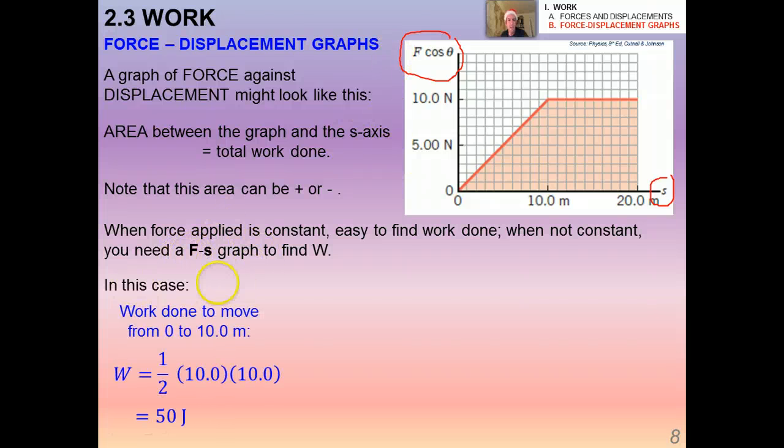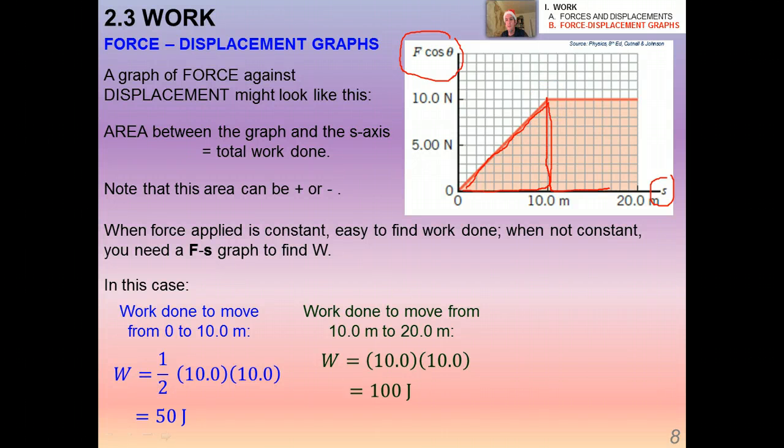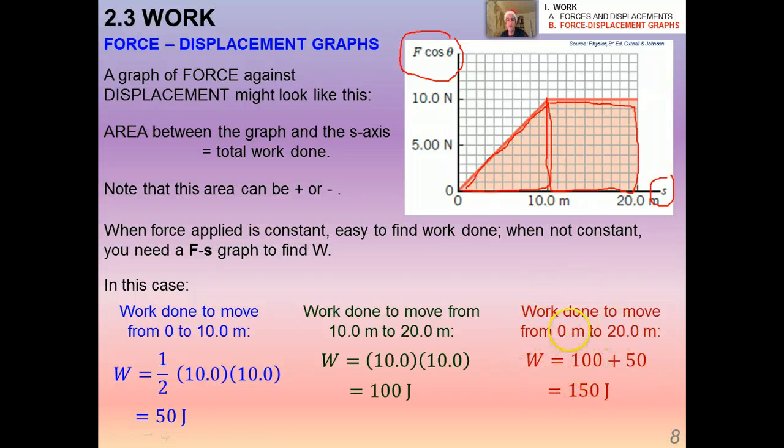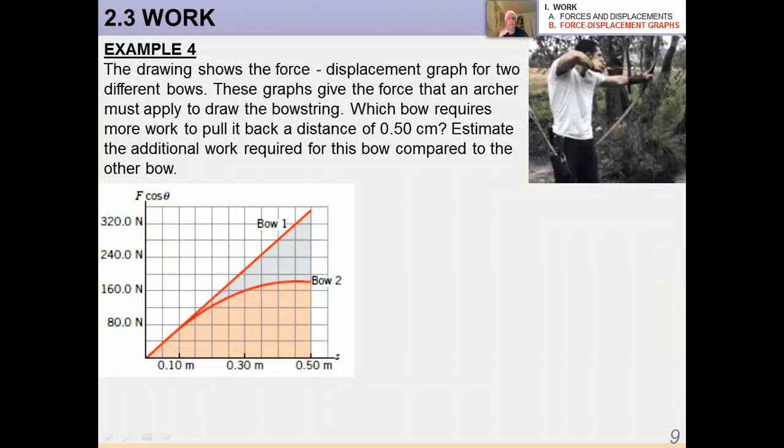So for example, in this case, the work done to move it from 0 to 10 meters, which of course is this triangle right here, okay, the area of that triangle, I got 50 joules. To move it from 10 to 20, which is the area of that big square, I got 100 joules, and of course from 0 to 20 would be just the sum of those two pieces, which is 150 joules. Okay? Okay. Try example 4 on your own. A little bit trickier. Okay, so this is a force displacement graph for two different bows, as in a bow and arrow.